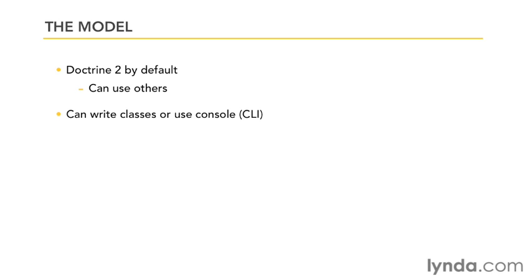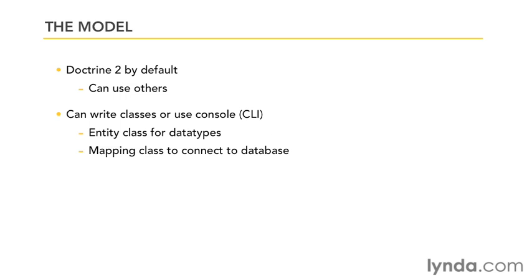The model layer in Symfony is handled by Doctrine 2. If you want, you can use other methodologies. Using Doctrine 2, you can write the classes yourself, or you can use the console to generate a lot of code. You're going to need to create an entity class that's going to hold your different data types. This might be users or products or things like that. You're then going to map your class, your entity class, to connect to the database.